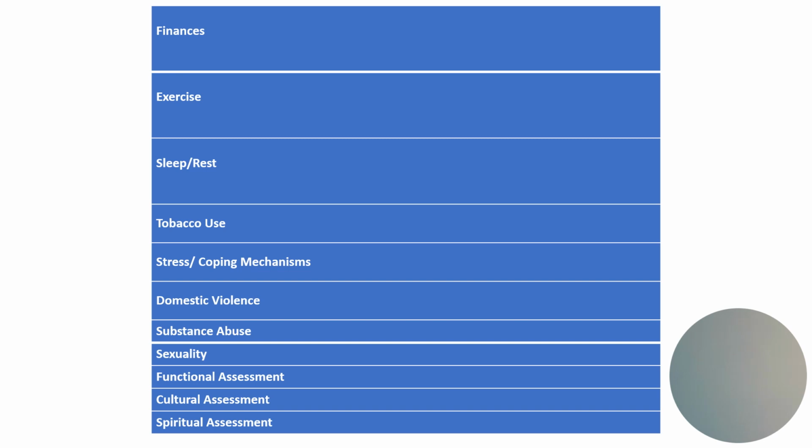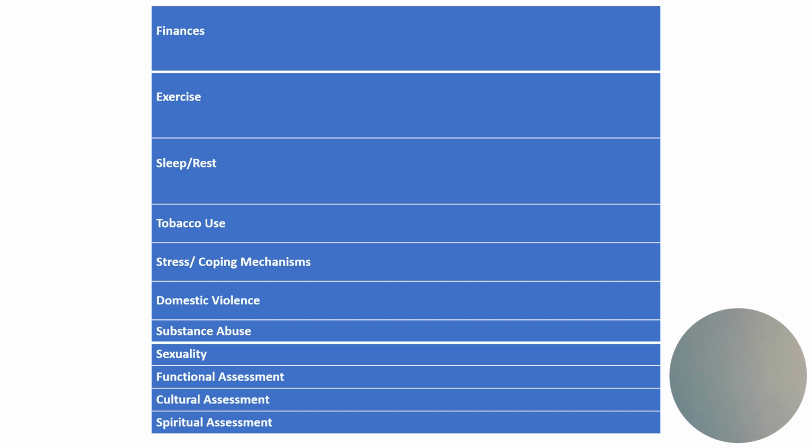As far as cultural assessment, are there any particular cultural beliefs that they observe that would affect the way that we take care of them? Let's say, for example, we're talking about the culture of Jehovah's Witnesses, which is a religious denomination. They do not believe in blood transfusions. So that would be a cultural assessment that would affect the way we would be able to take care of that particular person.